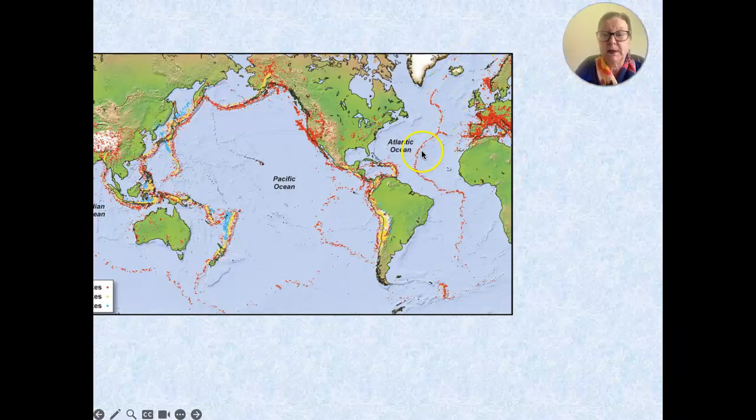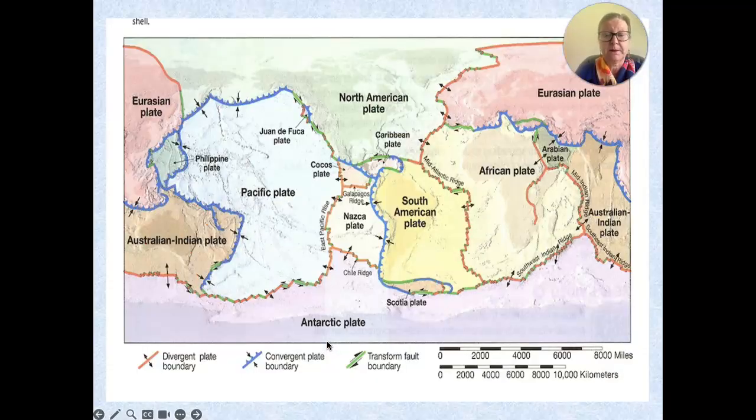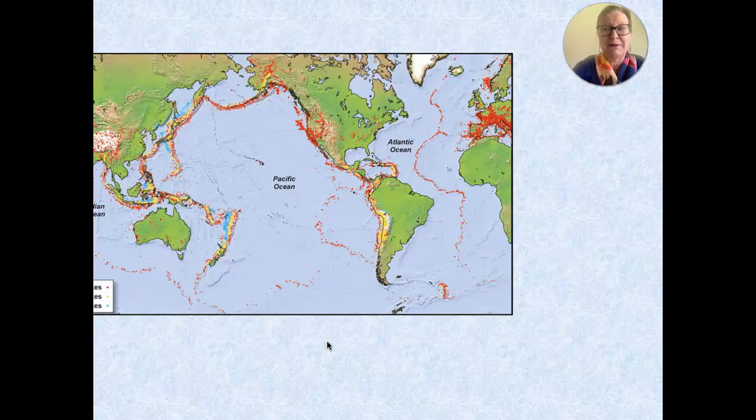Now over here we have the Mid-Atlantic Ridge, and notice what color the earthquakes are along the ridges. They're red. So divergent plate boundaries tend to have shallow earthquakes, and we'll look at that in side view in just a moment. So let's look at the Mid-Atlantic Ridge and the East Pacific Rise here, back and forth. Not a perfect match, but you get the idea. That's where most earthquakes are.